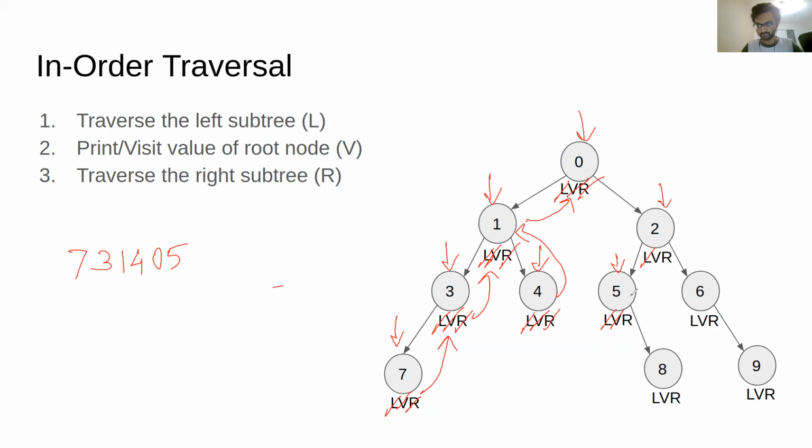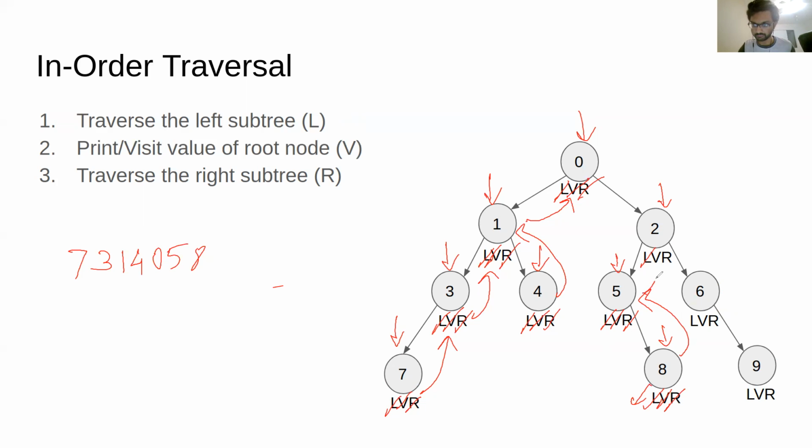Do we have a right subtree of 5? Yes. So we are on 8 now. Do we have a left subtree of 8? No. So we visit 8. Output is 8. Do we have a right subtree of 8? No. So we go back to the parent, LVR, complete.